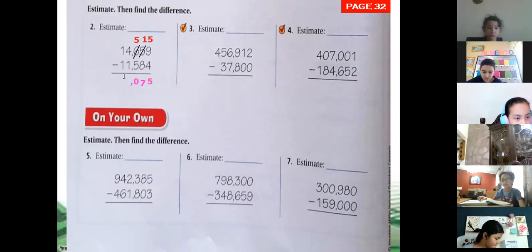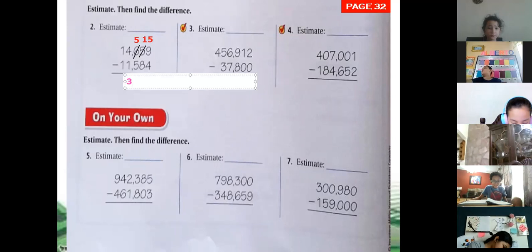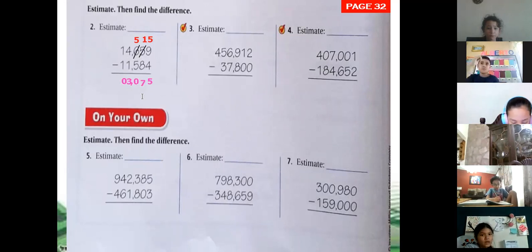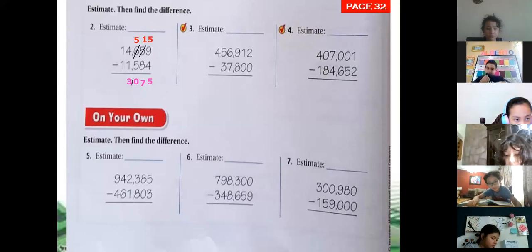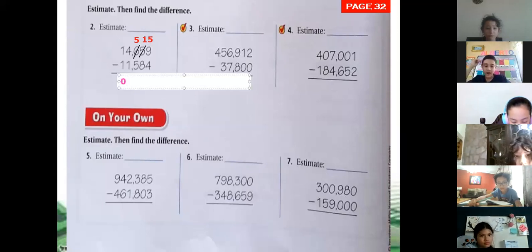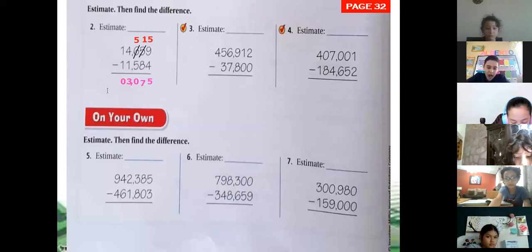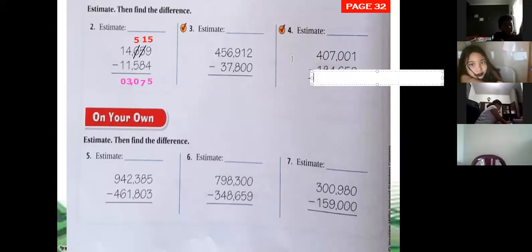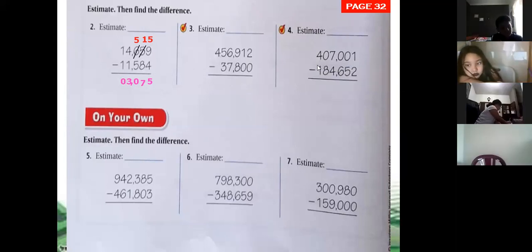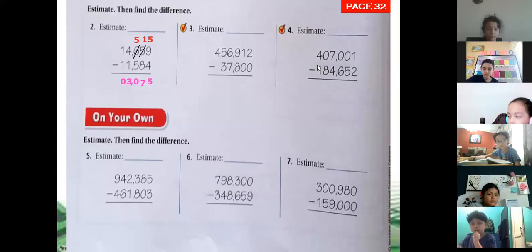We have 4 minus 1. What's the answer of 4 minus 1? 3. And 1 minus 1? 0. How do you read that number? 3,075. That's right. We can write that 0 or we can leave it out. We know that 1 minus 1 is equal to 0, but it's better to write 0 so you don't forget. So we have 3,075. Excellent.